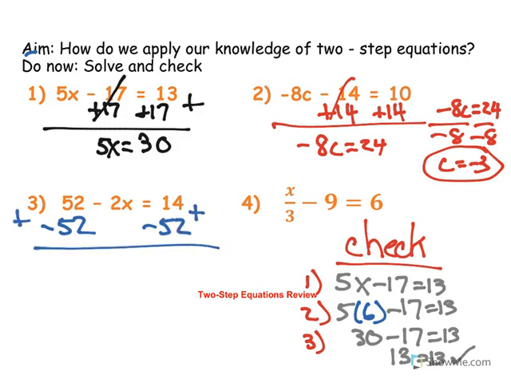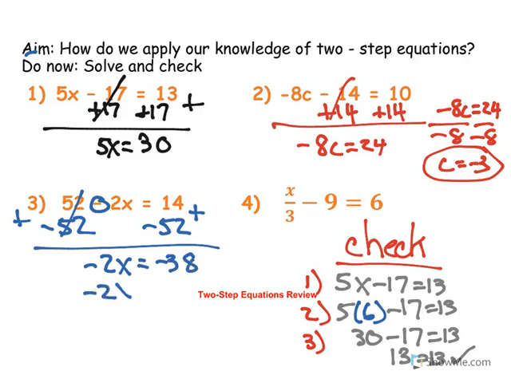So 52 plus negative 52 is 0. Be very careful here, guys, that we're bringing down the negative 2x. It's very easy to forget about the negative. It just disappears, and then your answer has the wrong sign, and of course it's not going to check. So we get negative 2x is equal to negative 38.